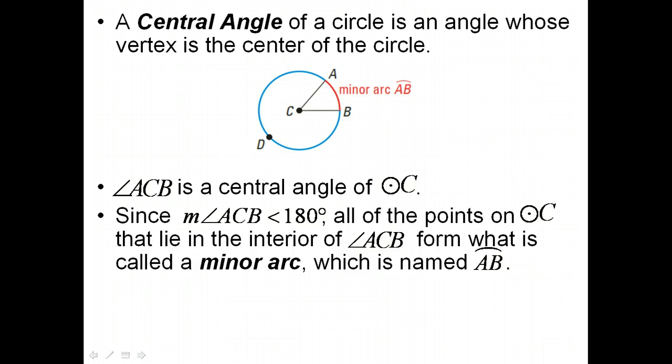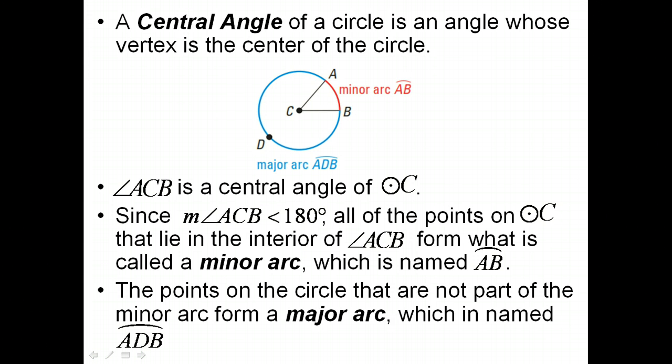Since the measure of angle ACB is less than 180 degrees, all the points on the circle that lie in the interior of the angle form what is called a minor arc, which is named arc AB. Notice that what we draw across the endpoints is a small arc to represent minor arc AB. The points on the circle that are not part of the minor arc form what's called a major arc, which is named arc ADB. Notice that for a minor arc, I just need to use the two endpoints. If I see that, I know that I am going the shortest distance from A to B.